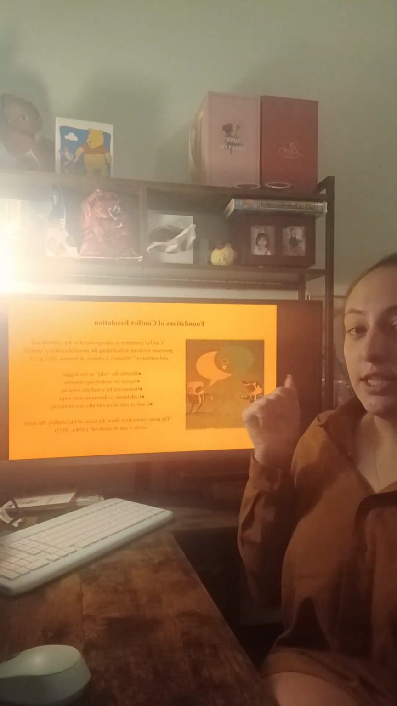So our training objective today is that at the end of the training sessions, trainees should be able to identify, explain, and apply each step of the conflict resolution process in real-life scenarios. That'll be exemplified at the end of the training guide during the conflict ladder game. So, foundations of conflict resolution.